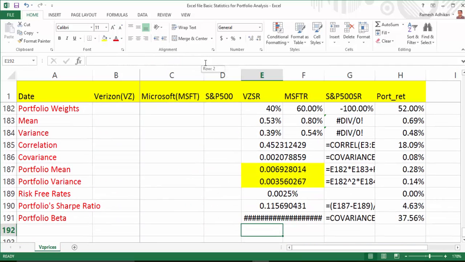Okay, I got that number. Again, the formatting, for some reason Excel's format doesn't work. So here the portfolio beta is 0.9389. So this is how we calculate portfolio beta.